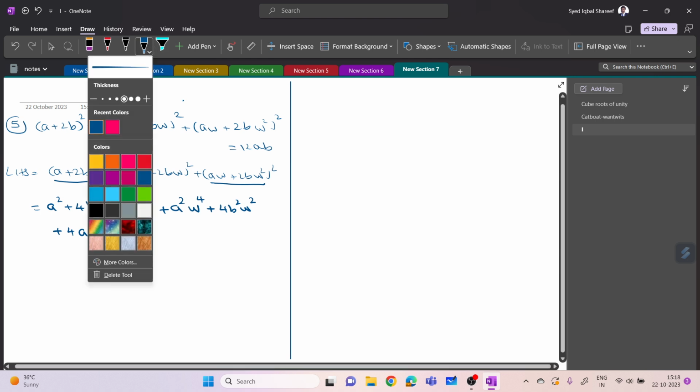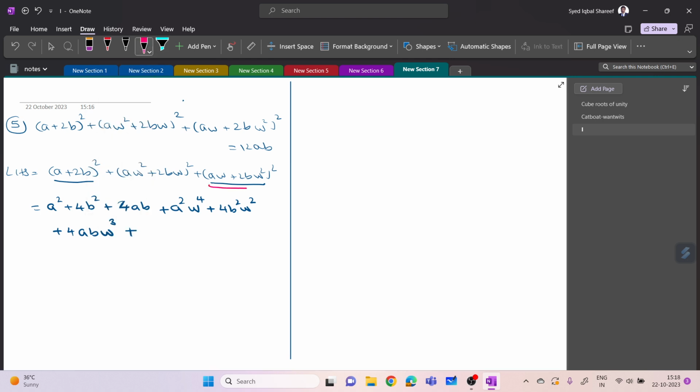Let me change the color. This expansion I am doing, this next expansion. So a square omega square plus 4 b square omega to the power of 4 plus 2ab. 2ab means already 2 is there, so 4ab omega, omega square, so omega cube. Now the next one.